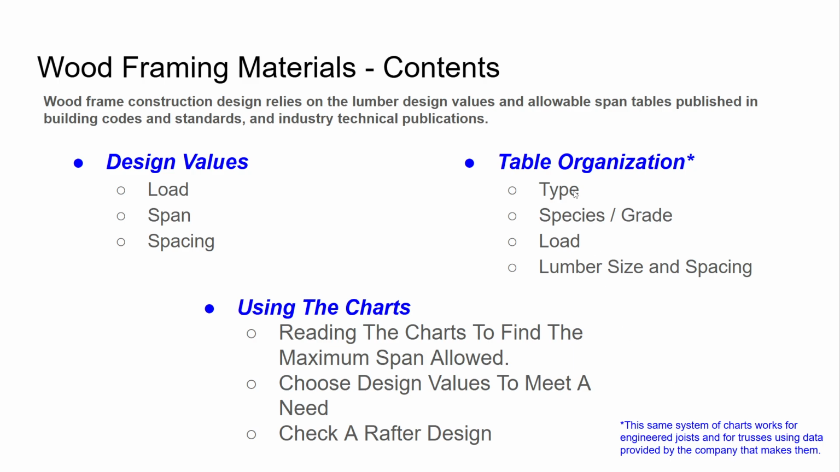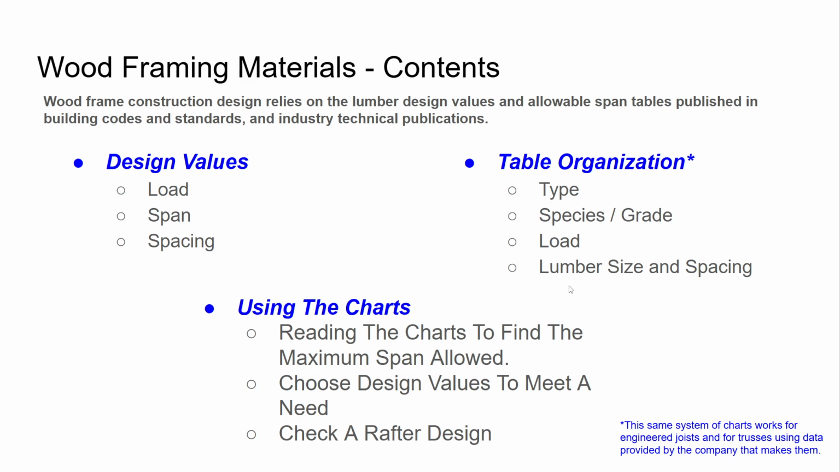They've got the type that's like select or stud or number one. There's a species and a grade, and actually the species and the grade comes first. Doug fir larch is very common here. There's the load, and now we have to talk about dead load and live load again, but they get a little bit more specific about it.